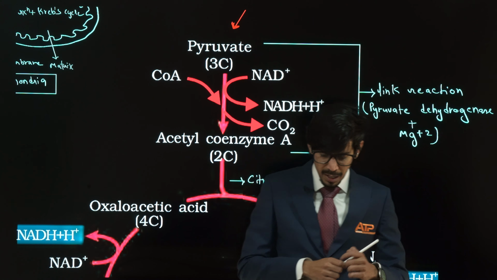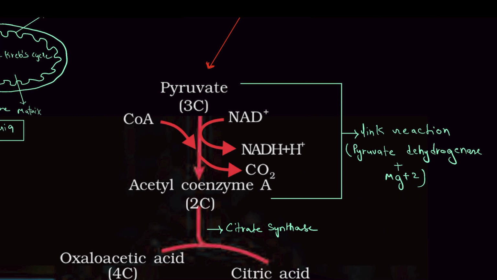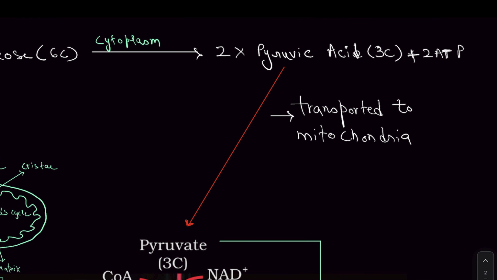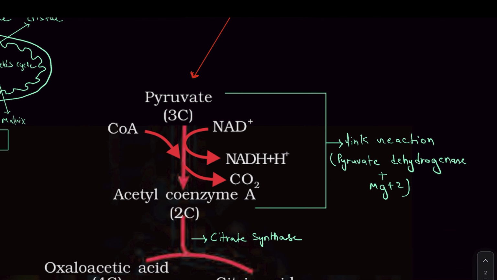So that is very simple. Let's do that very quickly, right? We need to multiply everything by 2, right? So here we have 2 molecules of pyruvic acid. So here also we will write 2 molecules of pyruvic acid.